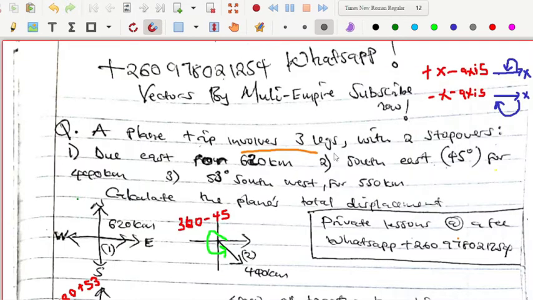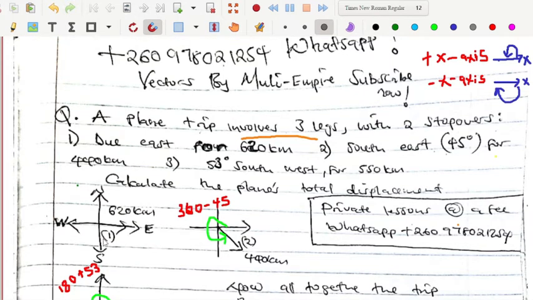So in this question, the plane moved in what? In three legs or directions. So these are the directions in which it moved, due east. So you should take this question in parts. It will be easy for you to understand. So you draw each particular vector.